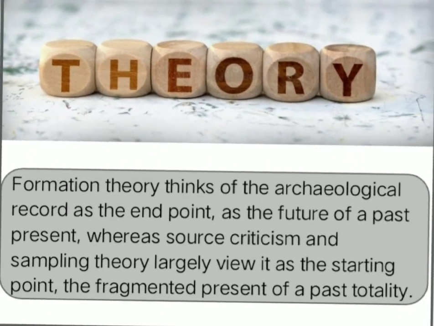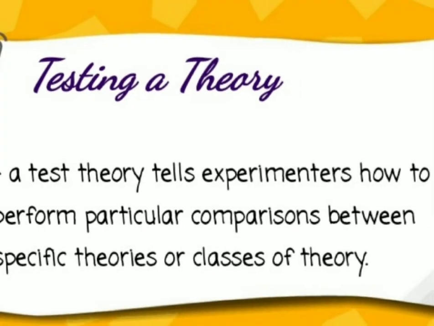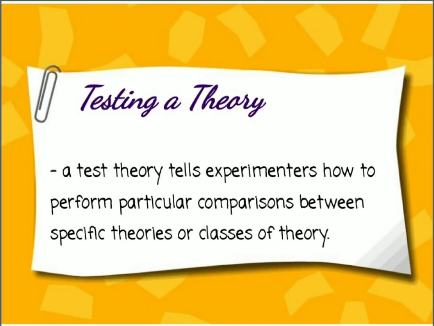Formation of theories. Formation theory thinks of the archaeological record as the endpoint, as the future of a past, present, whereas source criticism and sampling theory largely view it as a starting point, the fragmented present of a past totality. Testing a theory. A test theory tells experimenters how to perform particular comparisons between specific theories or classes of theory.